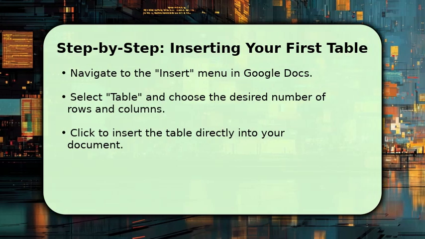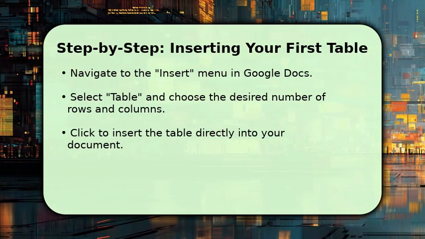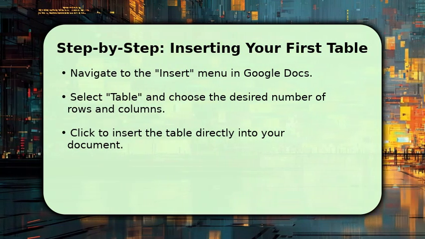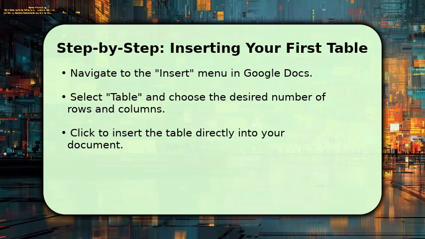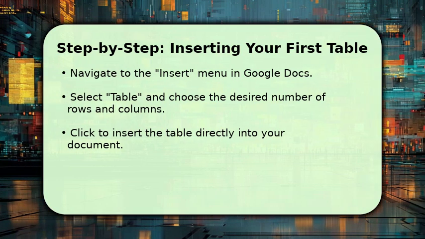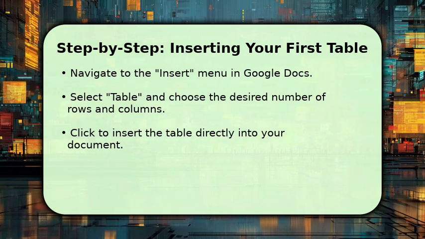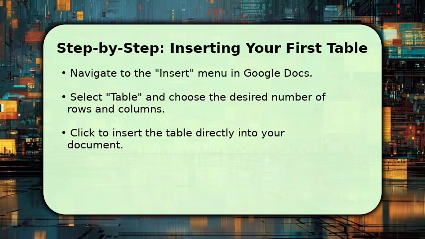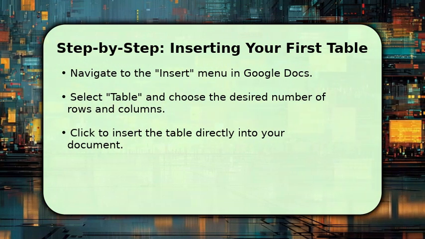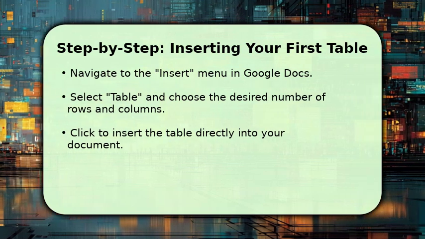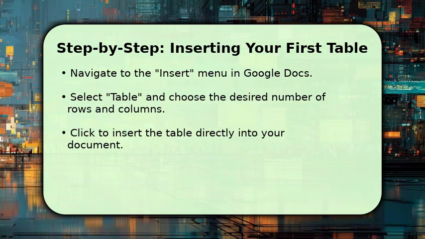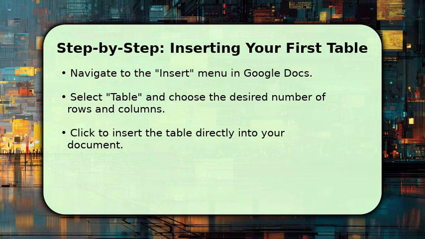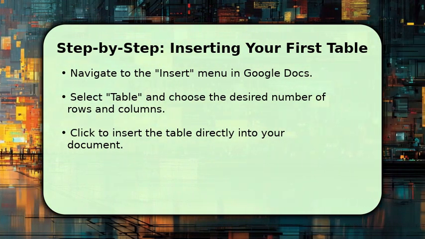Let's dive into the simplest way to insert a table. First, open your Google Docs document and place your cursor where you want the table to appear. Next, navigate to the Insert menu at the top of your screen. From the drop-down, select Table. You'll then see a grid appear. Simply drag your mouse over the grid to select the number of rows and columns you need. For example, you might choose a 3x4 table. Once you've made your selection, click, and your new table will instantly appear in your document, ready for your content.